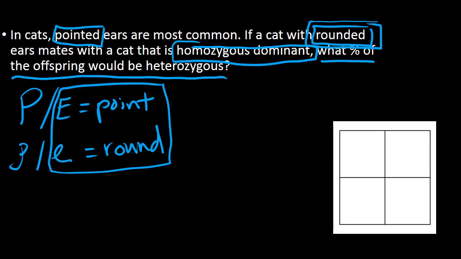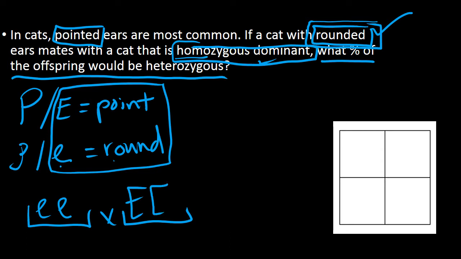Alrighty, now that I've written down what letters stand for, I'm going to write down my parents. My first one is rounded. Rounded, I wrote right here, is recessive, so I'm going to write 2 lowercase letters. The second parent is homozygous dominant. Remember, homo means same, dominant means capital. So both letters are going to be dominant, capital, capital.